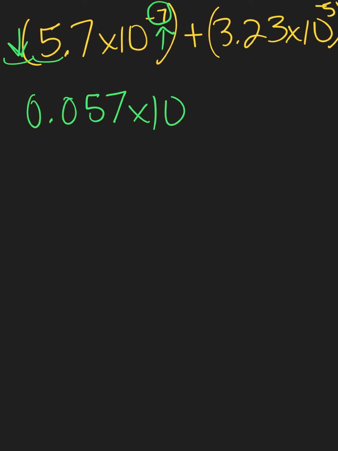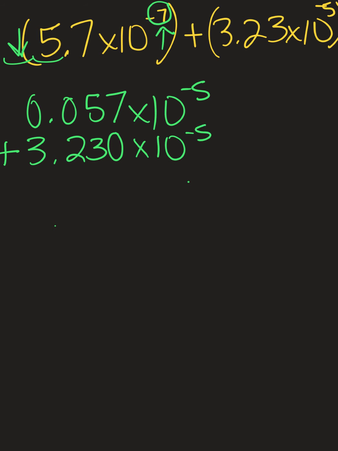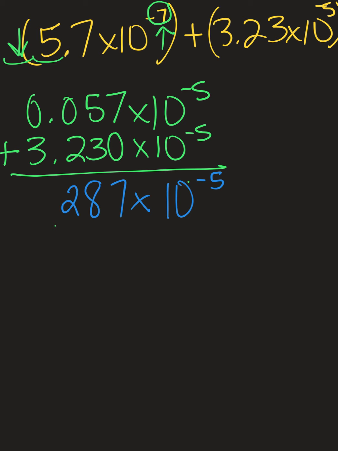So I have 0.057 times 10 to the power of -5. I'm adding that to 3 and 23/100ths. I'm going to place a 0 as a placeholder just so I can make sure I don't make any silly mistakes when I'm adding. I have 10 to the -5 because those are the same. 7 plus 0 is 7. 5 plus 3 is 8. 0 plus 2 is 2. And 3 plus 0 is 3.